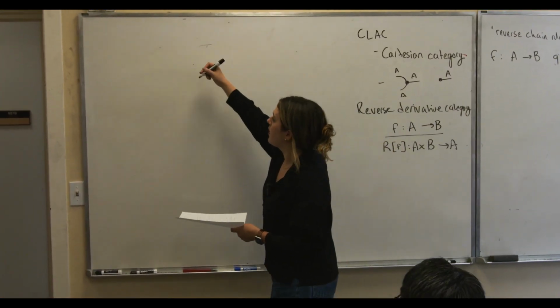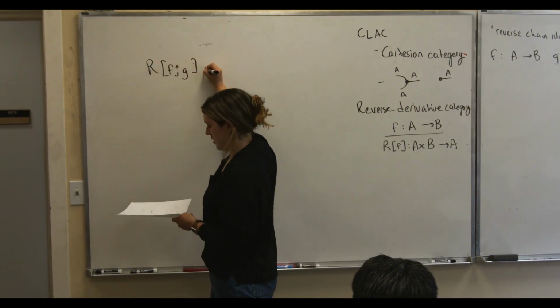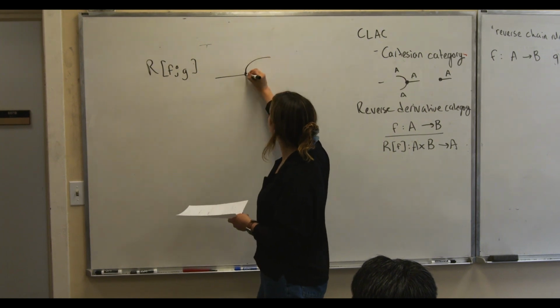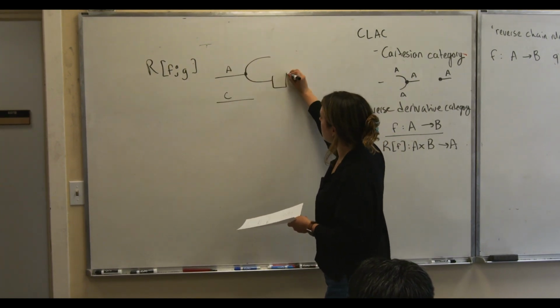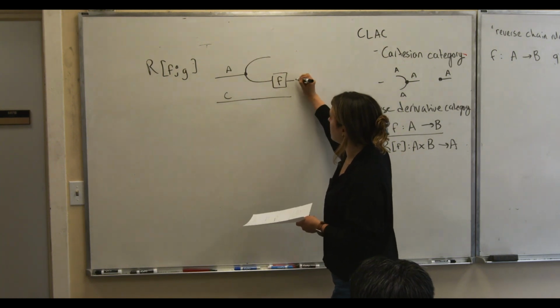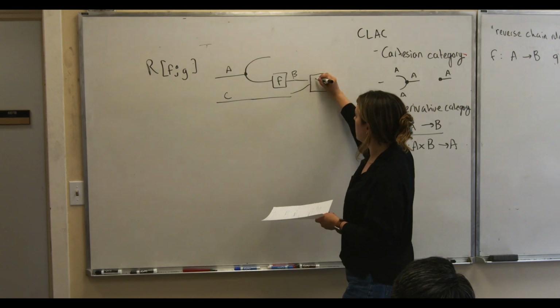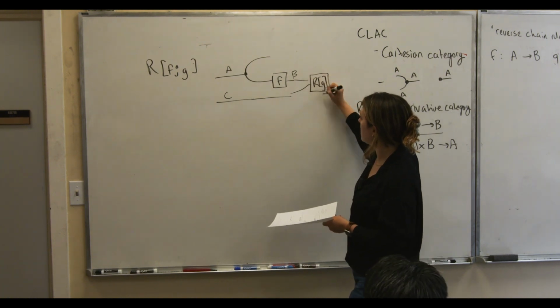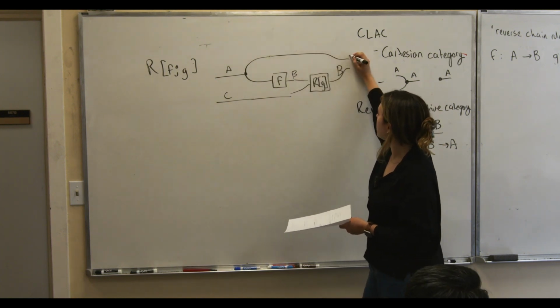Okay, so the reverse derivative of f composed with g is equal to, well, we have A and C. We're going to split A, and then we're going to run it through f. And then we'll go through R of g, and we'll get out something in B.